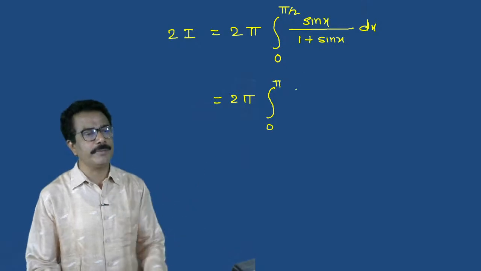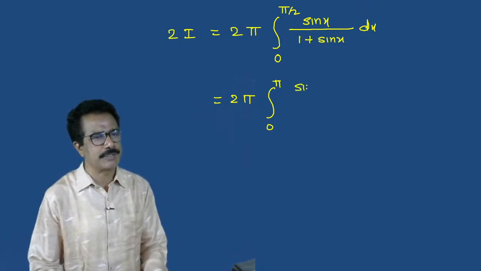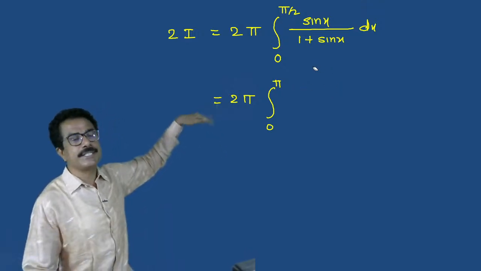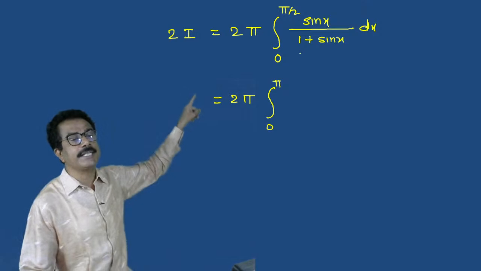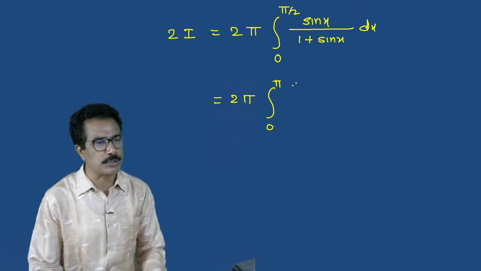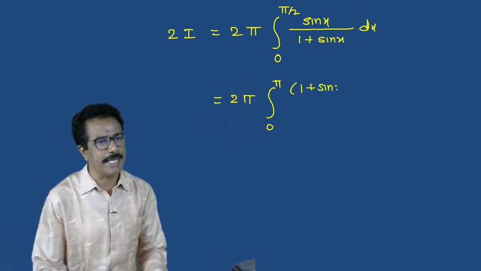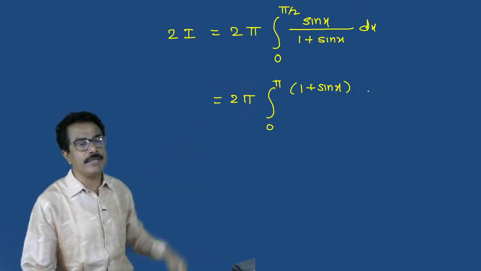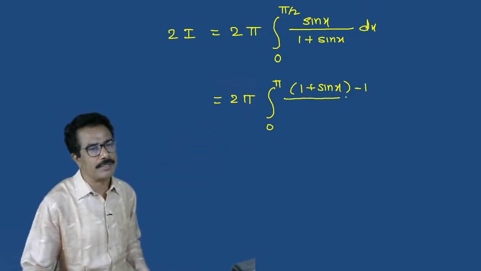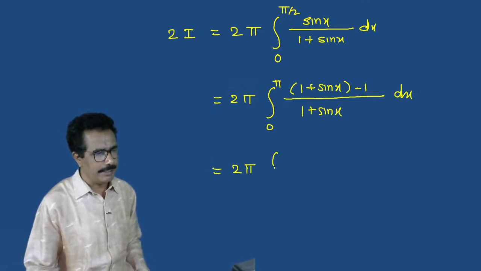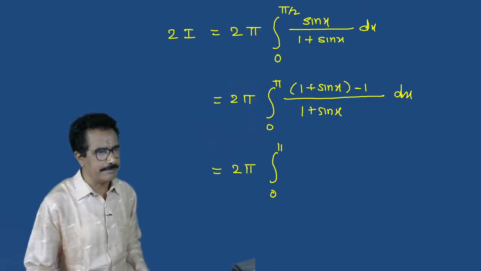आता डिनॉमिनेटरला न्यूमरेटर मध्ये ऍडजस्ट करू. sin x plus 1, or we can write, we have to adjust denominator in the numerator. In the denominator there is 1 plus sin x, numerator having only sin x, so adjust plus 1, 1 plus sin x. For this one we have to keep the equivalent values, so we have to write minus 1 divided by 1 plus sin x dx.